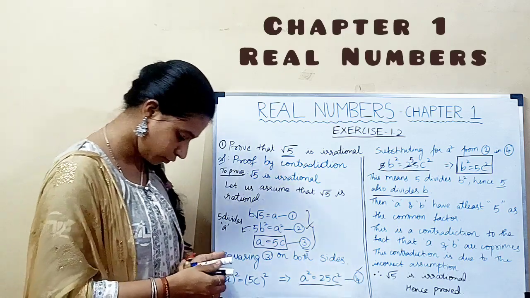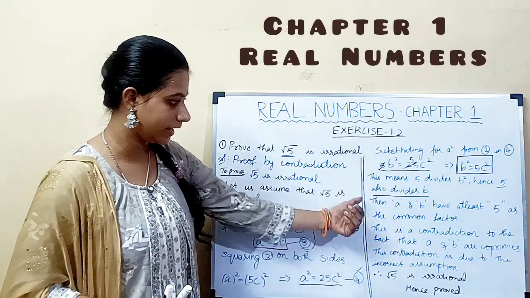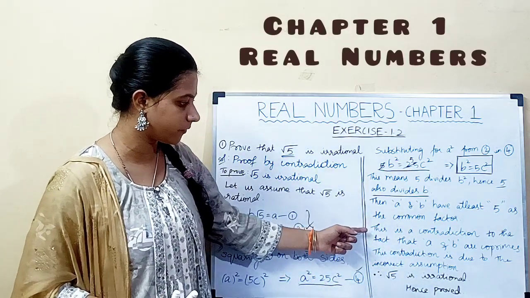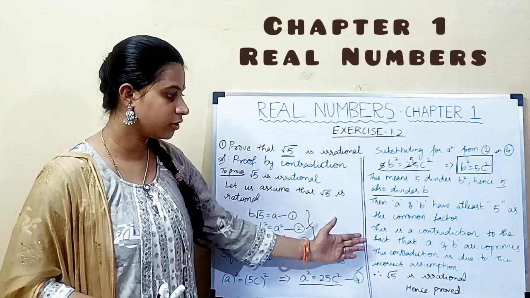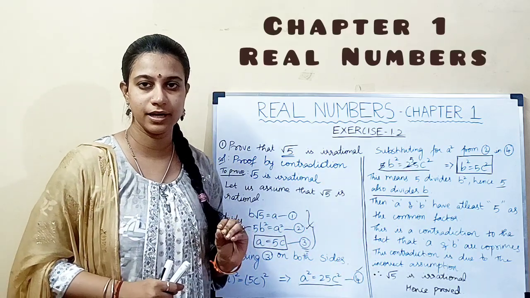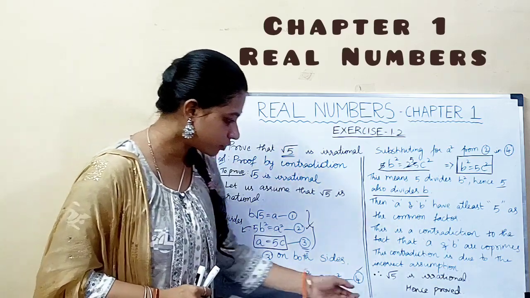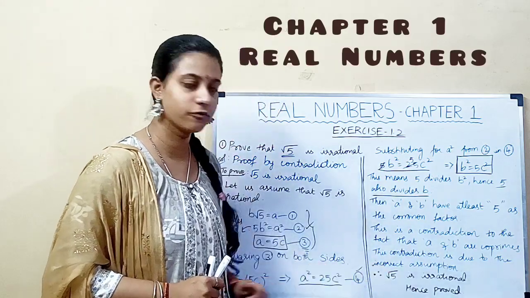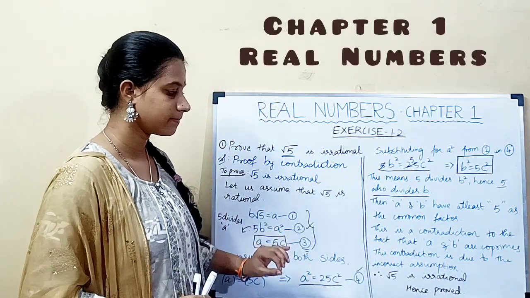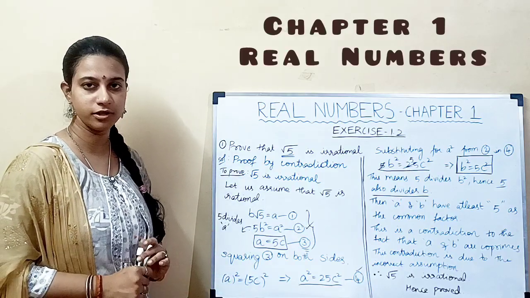Now this is the proper way of giving the proof. Then a and b have at least 5 as a common factor. This is a contradiction to the fact that a and b are co-primes. This contradiction has arisen due to the incorrect assumption. So we prove that root 5 is irrational. This way we will get the proof for this question.